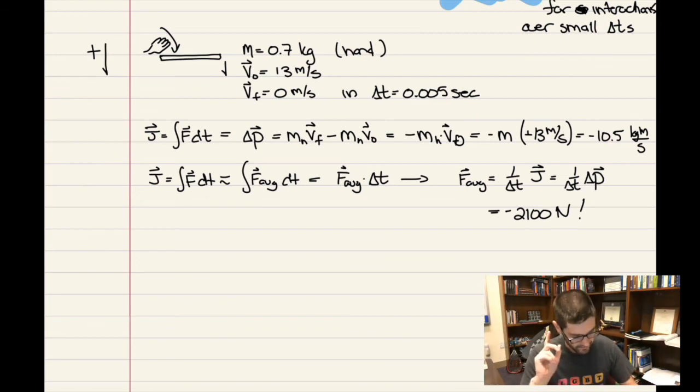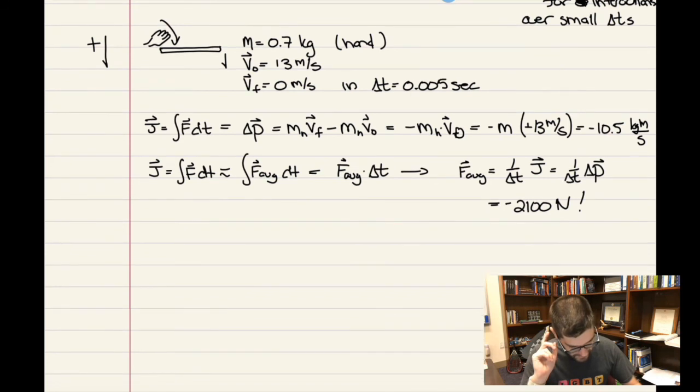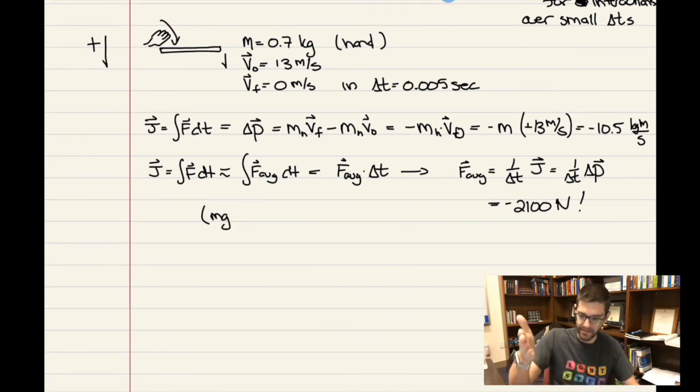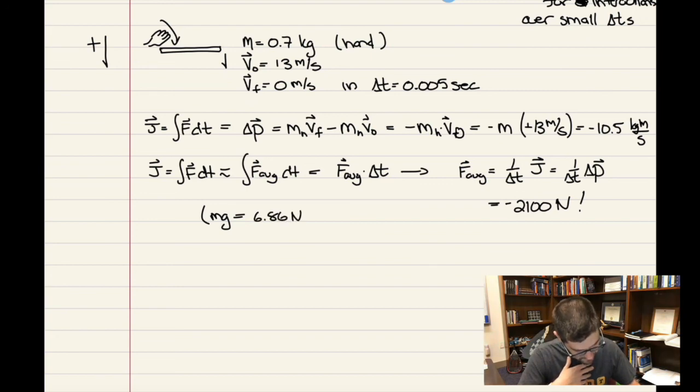For comparison, you could think, what is the weight of the hand? The mass times 9.8 meters per second squared, the weight that gravity is pulling down. In that case, that is only 6.86 newtons. So the target, the table, the piece of wood, whatever it is, is exerting an extremely large force pointing upwards so that it can bring the hand from moving to rest in 5 milliseconds.